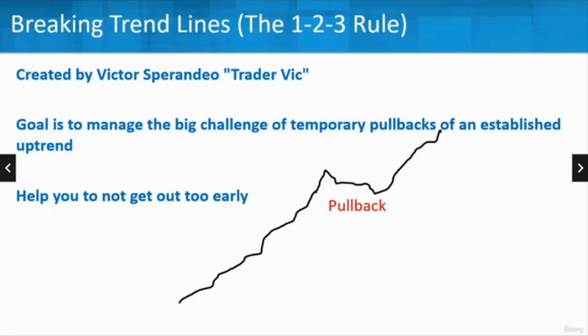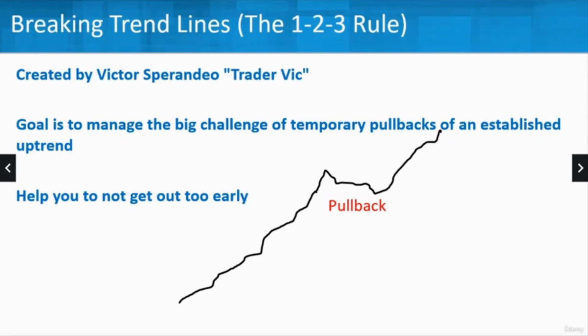So if you bought early in the trend, you had this nice run up, then it pulls back. The idea of the 1-2-3 rule is that you're not selling during the pullback. Even across the trend line, you're not selling during the pullback. You're trying to work through this temporary challenge, so you can keep your money in and let that profit keep running.